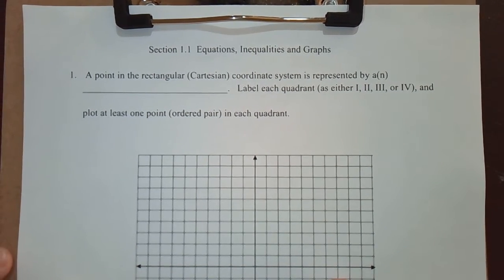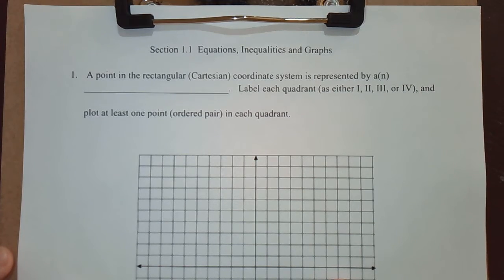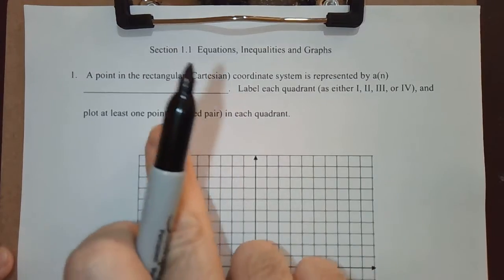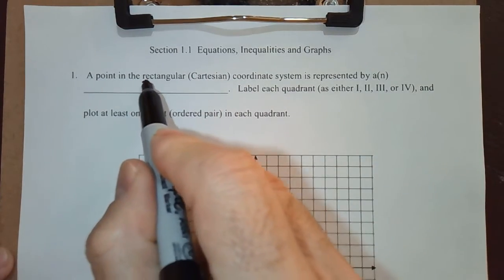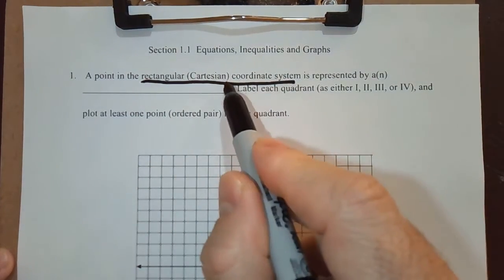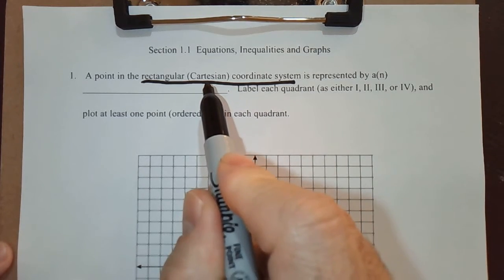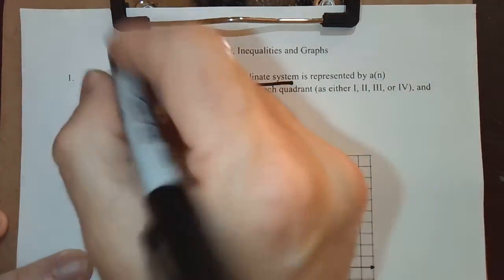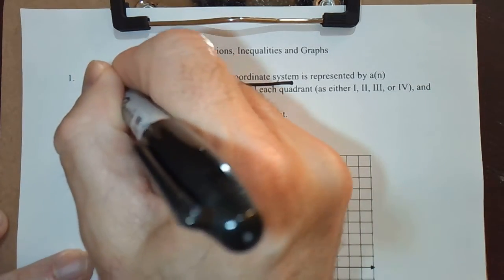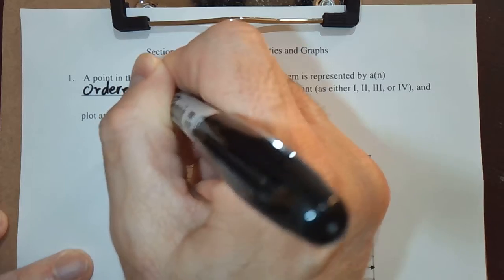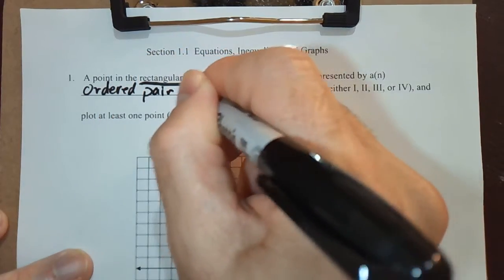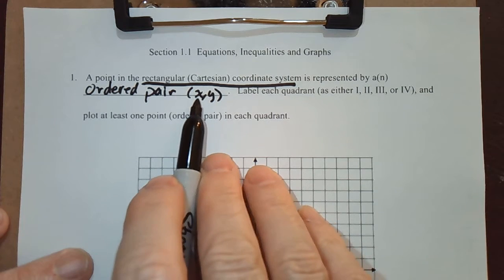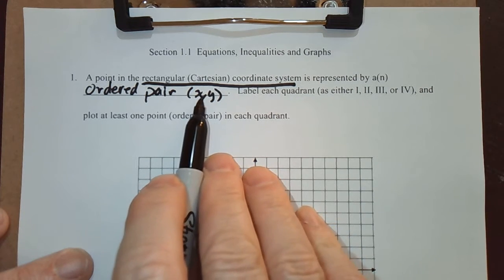So let's start off with the very basics at this point. And we're going to define what the xy plane is. A point in the rectangular or Cartesian coordinate system, named after the mathematician René Descartes, is represented by an ordered pair. And if you want, you can put xy. It's an ordered pair, x comma y. X and y are both going to be numbers.